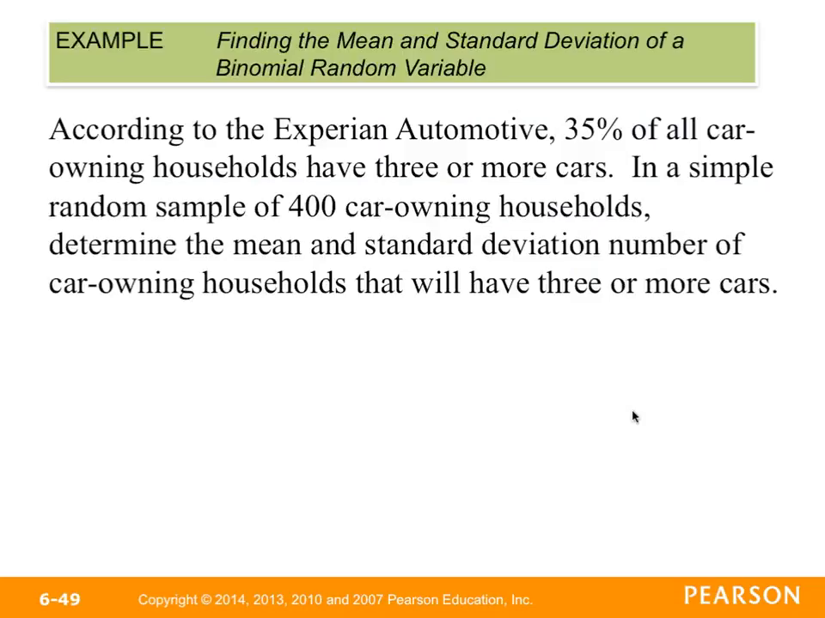Standard deviation, all we have to do is take the square root of n times p times 1 minus p. So n is 400 again, p is 0.35, so we just plug all of that in. If you have trouble using a calculator, my suggestion is to do whatever's under the square root first, and then take the square root, and you should get 9.54 for the standard deviation.